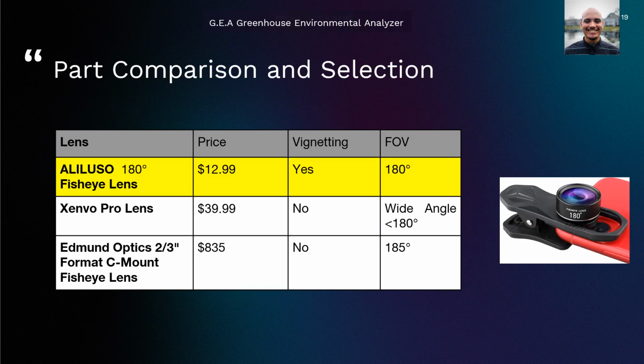And so here are the fisheye lenses we compared. As you can see, very different price ranges. And so we just went with the cheapest one. We thought we'd try it out, and so we did. And it seems to be reliable so far. So I'm very happy with it, and very glad we didn't have to spend $835 to do that.